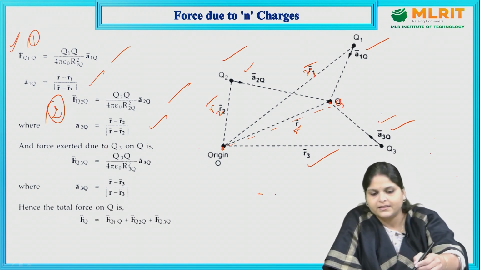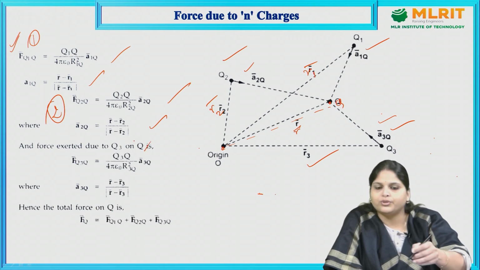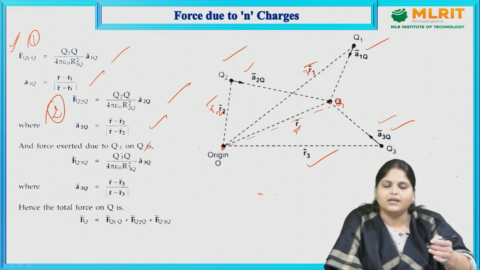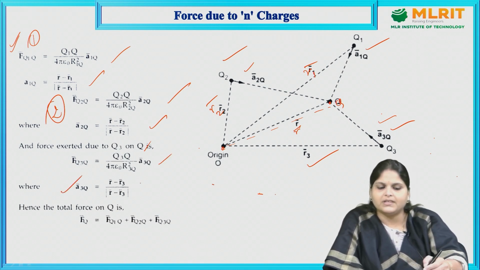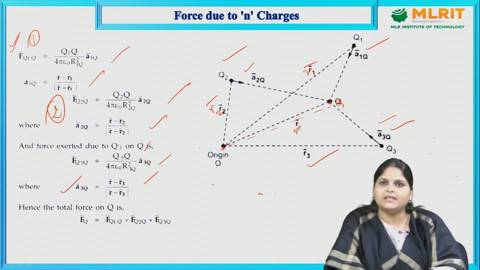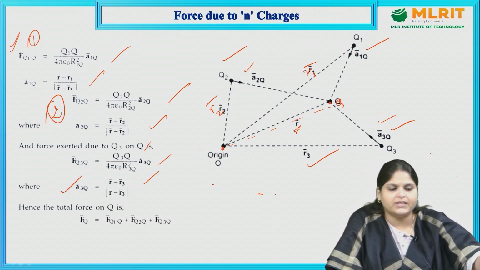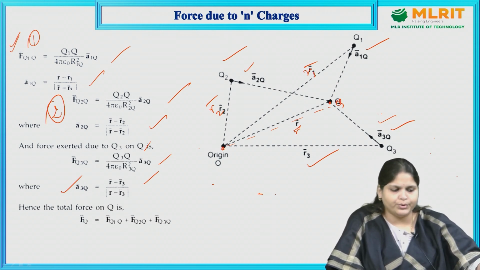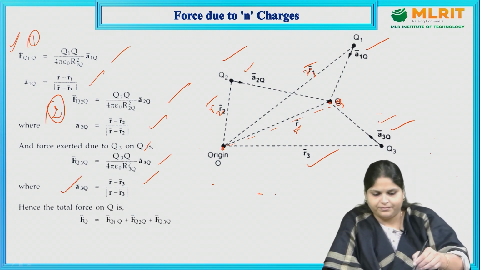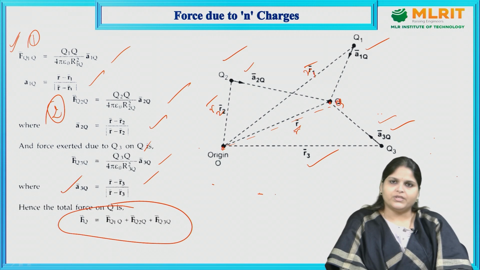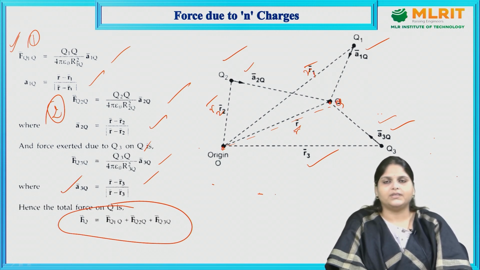Similarly, force exerted on Q due to Q3 will be written as F Q3Q, means Q3 into Q upon 4 pi epsilon naught R3Q square A3Q. Again, A3Q is nothing but R minus R3 upon mod of R minus R3. So, when we want to find out the total force on Q due to Q1, Q2 and Q3, it can be written like this. FQ is equal to FQ1Q plus FQ2Q plus FQ3Q.